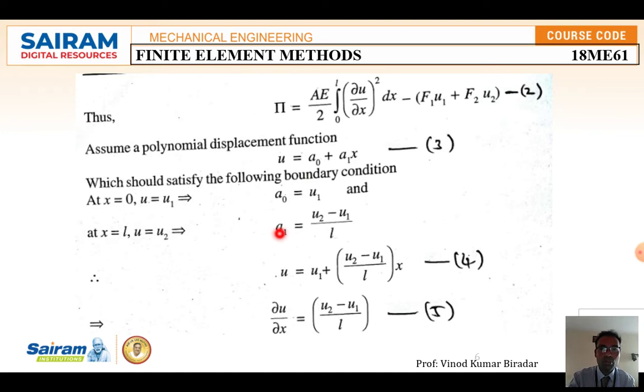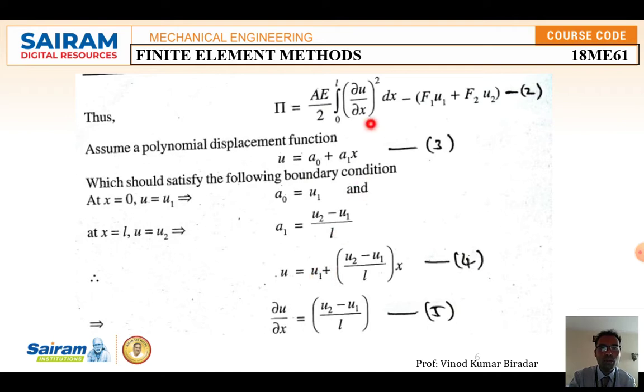Now you have the a0 value and the a1 value. The main purpose of this polynomial function is to calculate these a0 and a1 values. So a0 is u1, and a1 is equal to (u2 minus u1) by L. Substitute these in equation 3, and you get u is equal to u1 plus ((u2 minus u1) divided by L) into x, equation number 4.